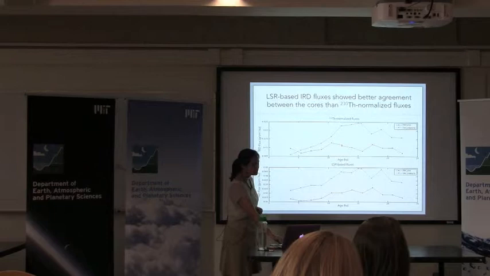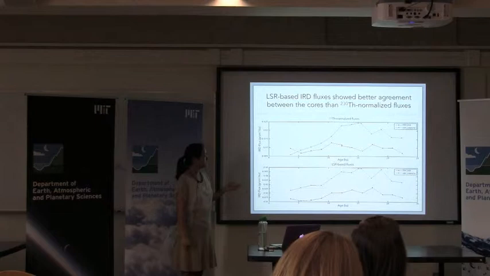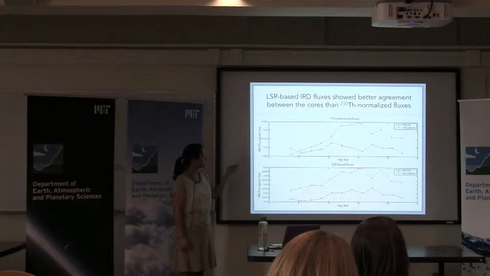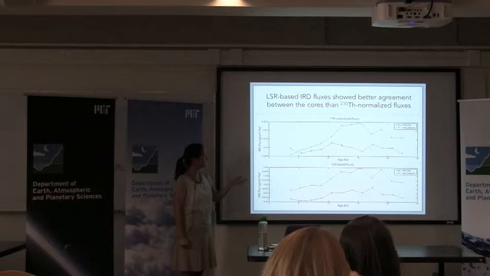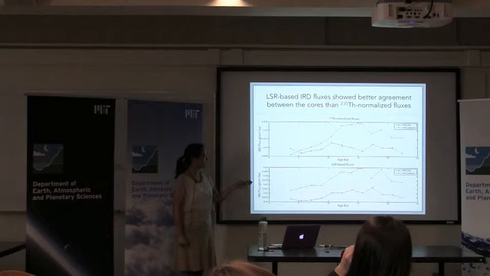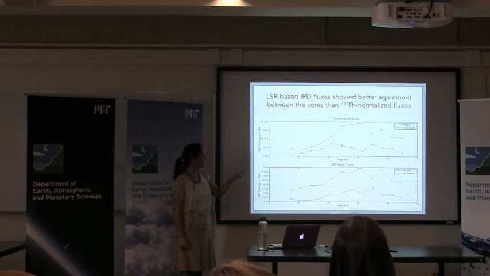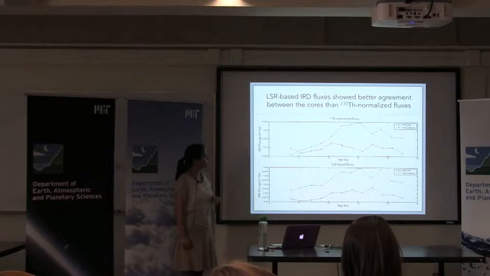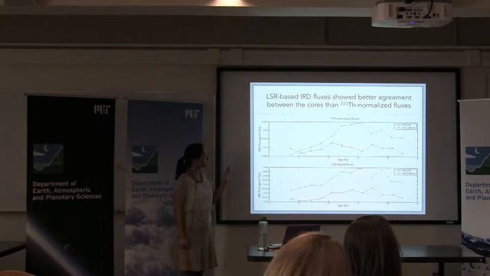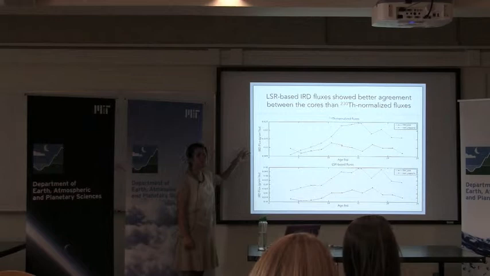From these plots, we can see that the LSR-based fluxes appear to give better agreement between the cores than the 230 thorium normalized fluxes. Specifically in 288, it's hard to see an overall pattern, but it looks like there is an increase around 18,000 years and 10,000 years ago. Whereas for the LSR-based fluxes, we see an increase and a plateau between 20 and 10,000 years ago, and then a decrease in more recent years. Core 290 from 230 thorium shows a similar trend to the LSR-based fluxes, but again, this method doesn't show us good agreement between the cores.